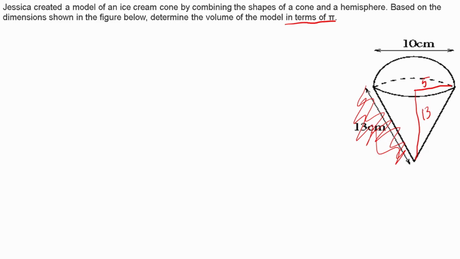And with these two pieces of information, my radius, which is 5, and my height, which is 13, we could find the volume of this cone and the hemisphere right there. So cone, sphere.